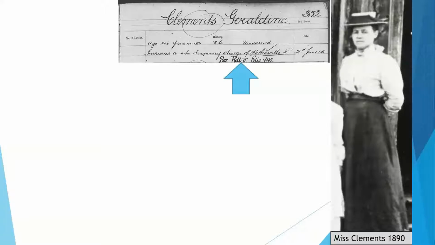They've come back, revisited Geraldine Clements, and so they've said, go to the second roll, we're going to have more information there. So in this case, what you see here, you'll see on the next one as well. She's 20 in 1883. We now know her year of birth. And we know that she was sent to temporary charge of Arthurville in June 1883.